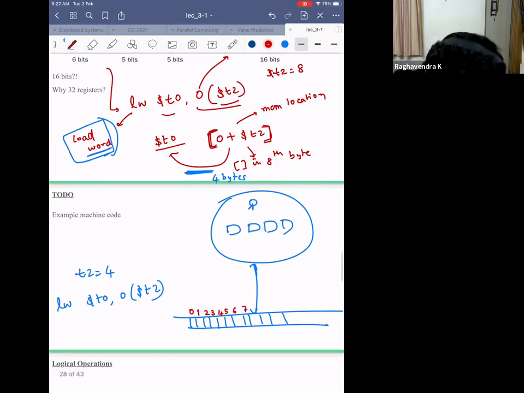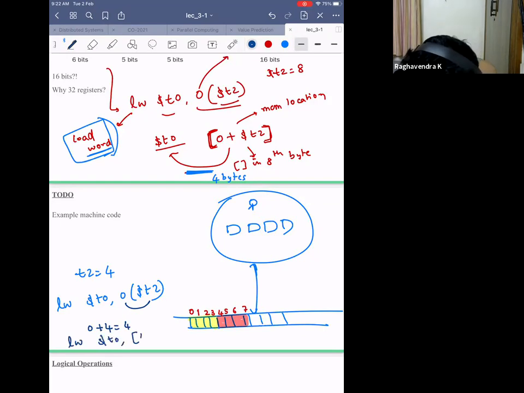Right? So the first word, the memory doesn't understand that it is a word. Just for our understanding, we'll say that the first 4 bytes is one word, and the other bytes are the other word. So now I add this 0 plus T2. 0 plus 4 is 4. So now I am converting this instruction to T0, comma, whatever is there in the 4th byte. So I'm asking what is there here.